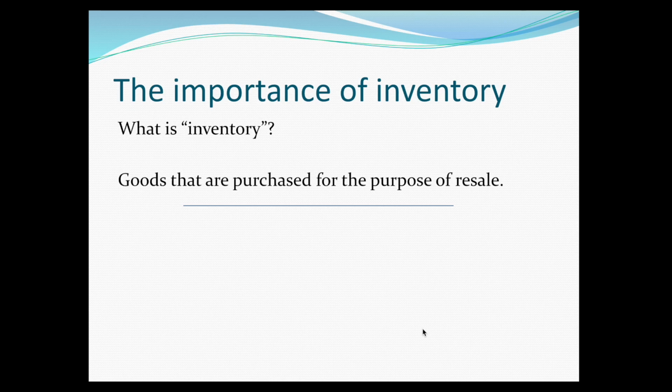So let's say I have a drinks business. I buy vanilla milkshakes and I sell them in packets. I sell them in boxes. That's my inventory. The milkshake box is my inventory because I'm selling it. I'm buying it from an external source and I'm selling it.